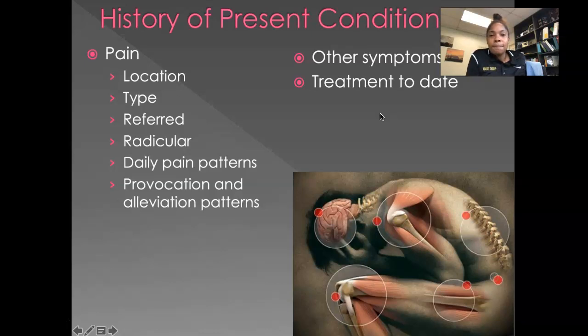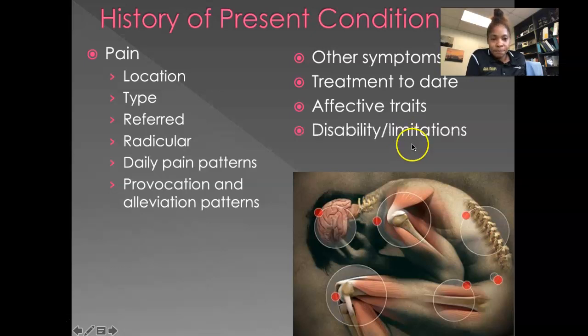And then the other item that we want to know is, have they had any treatment? So what have they done to treat? Have they iced? Have they rested? Have they compressed? Did they take a lot of pain meds? Did they massage? What did they do and how effective was that? And then effective traits. So what things were effective in the treatment?